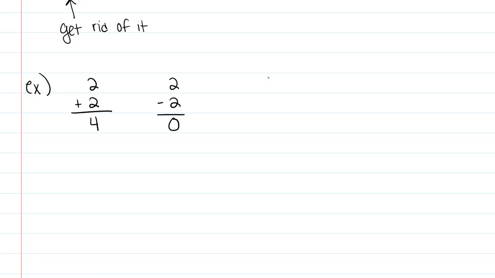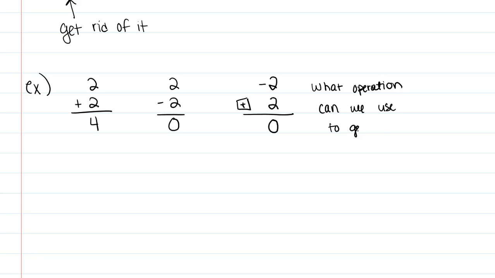Okay, but what if I just give you, this isn't really a problem, but I have negative 2 and 2, right? I just give you those two numbers. What operation are you going to use to get those to 0? Well, they're opposites, so I'm going to go ahead and add them. Negative 2 plus 2 is 0. All right, so again, the question we're asking ourselves is, what operation do we use to get to 0? Okay, so that's one with numbers.